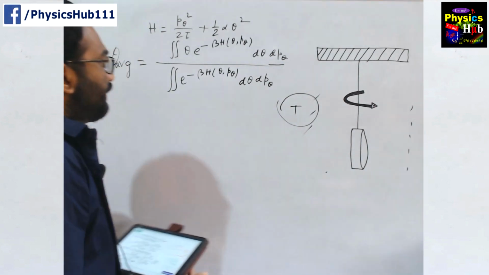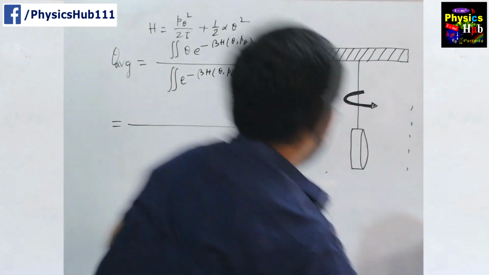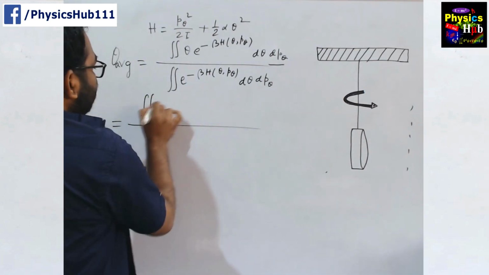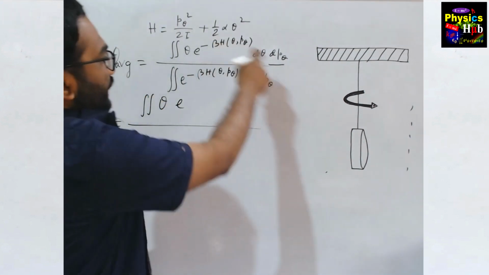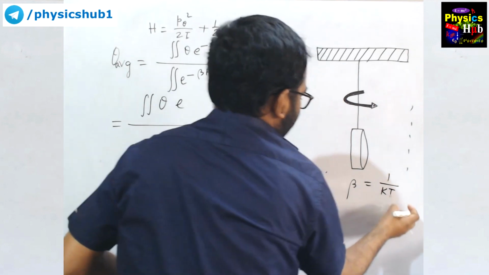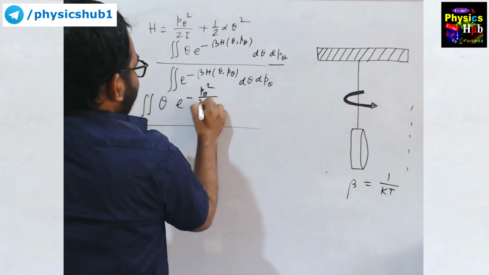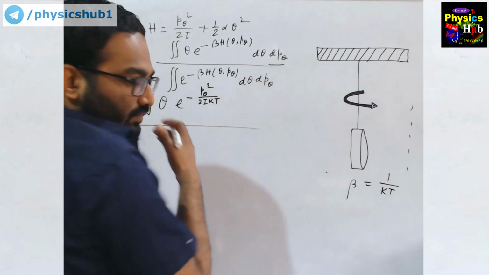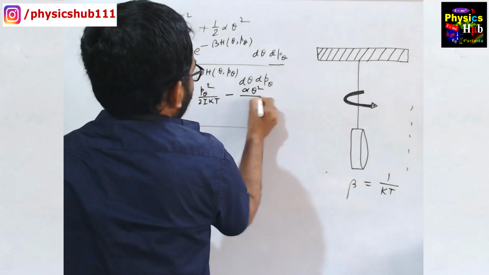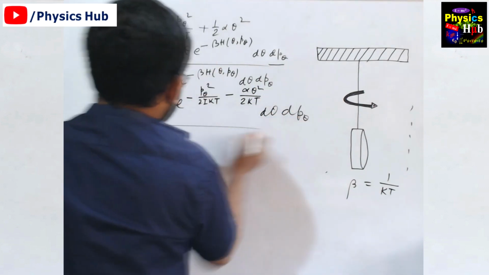Now we can just write it in this way. The expression will be a little bit complicated, but overall the problem is very easy. So let me just do it for you. Double integration of theta e to the power minus beta H, where beta is 1 by kT, as the gas is maintained at temperature T. So e to the power minus beta H gives minus p theta squared by 2I kT, minus half alpha theta squared by kT, and this d theta dp theta, and in the denominator similarly. I'm just writing kT, not k_B T.